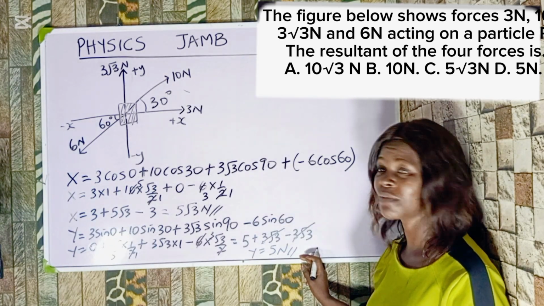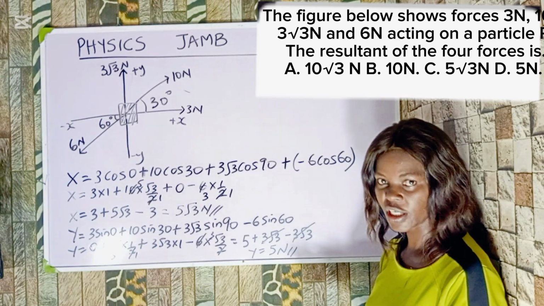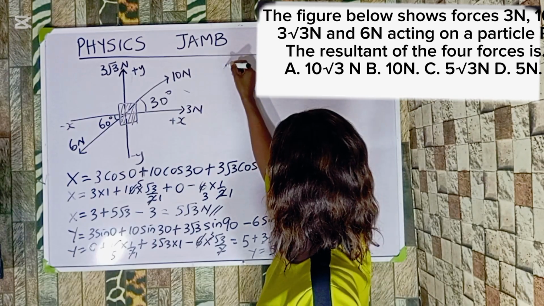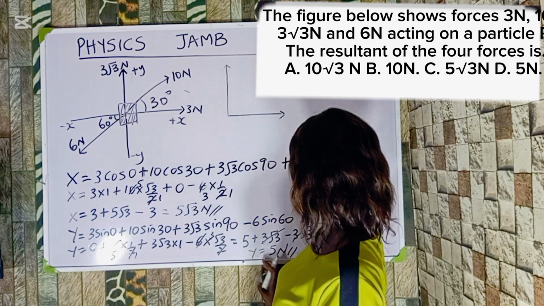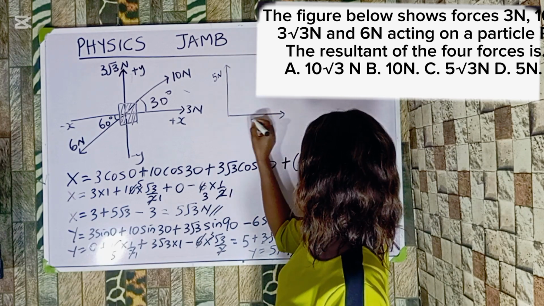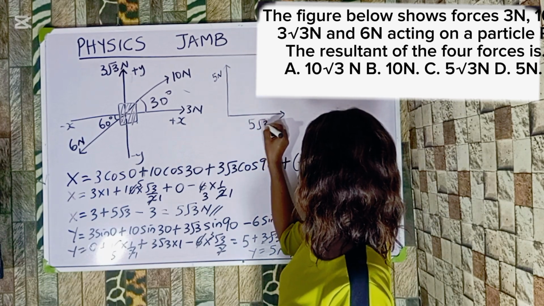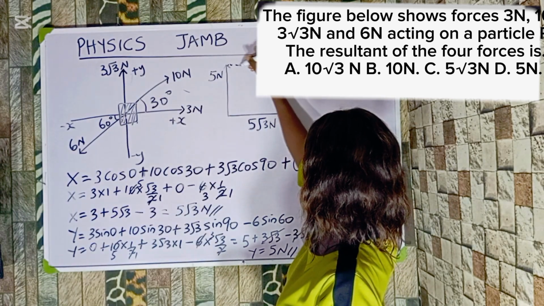So let's solve for the main resultant. We are going to use the Pythagorean theorem to do that. So watch out and see what we are going to do. We have this. My vertical is 5 Newton and my horizontal is 5 root 3 Newton. So let's go, we're going to complete it.